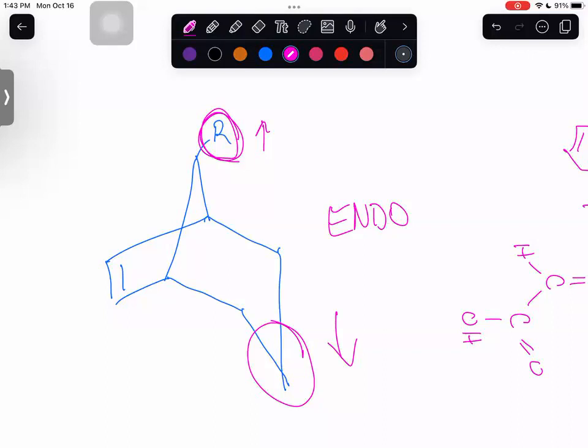Look at the other two rings. There's only one bridge though. I thought endo was the larger bridge. Do we have photos? Show me.